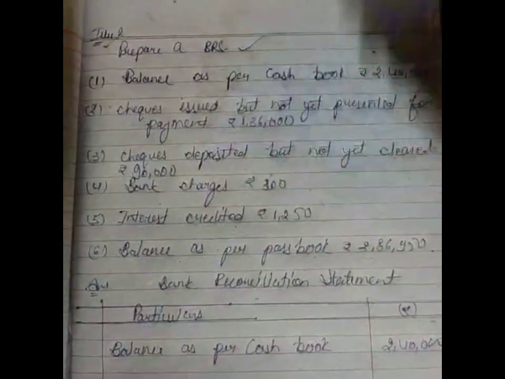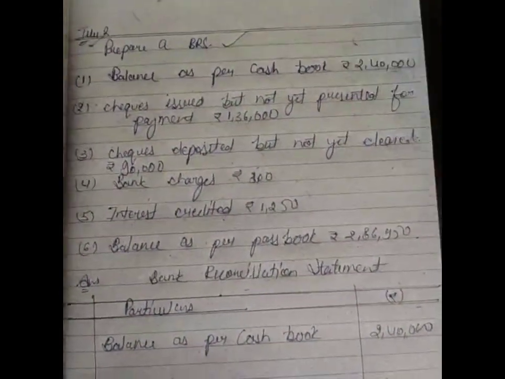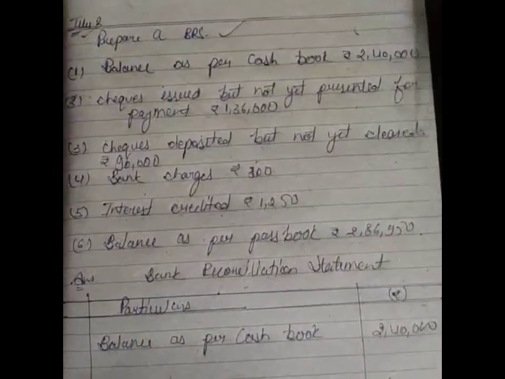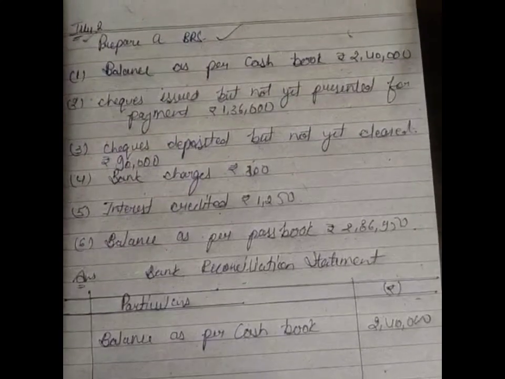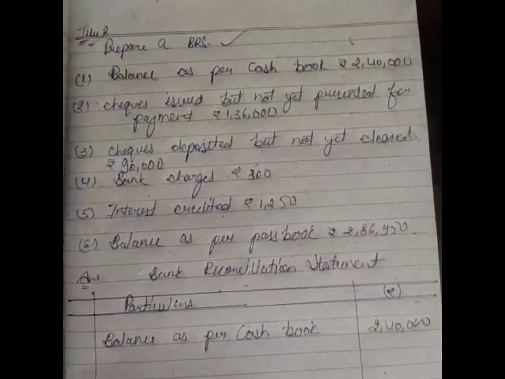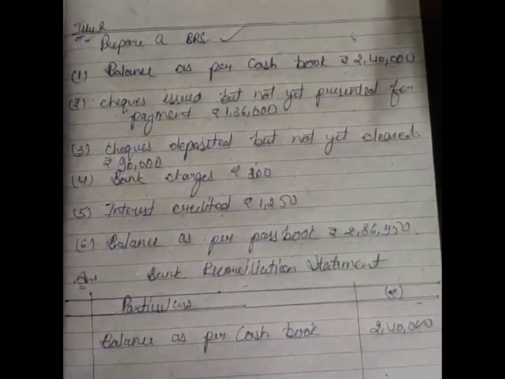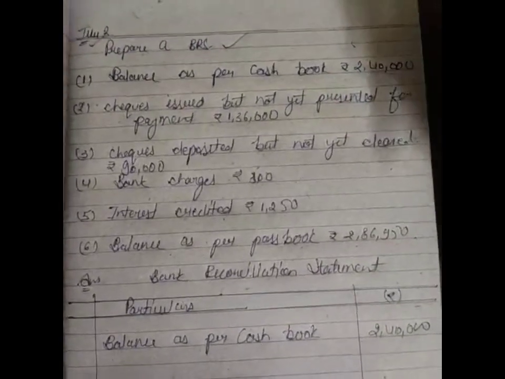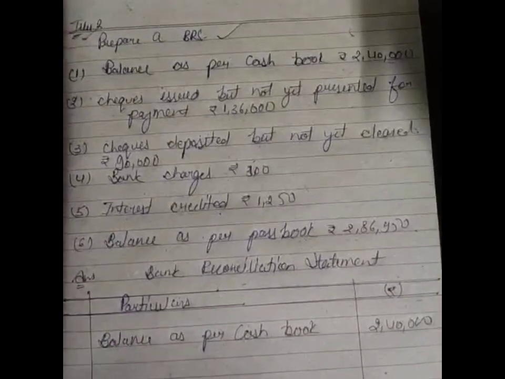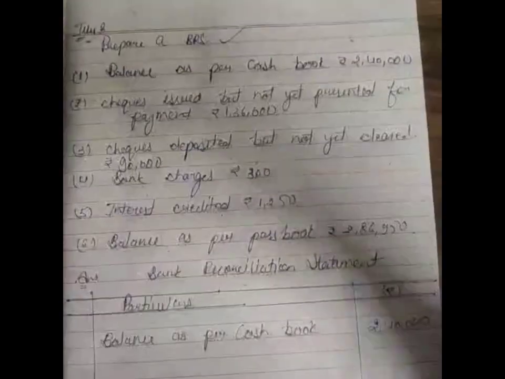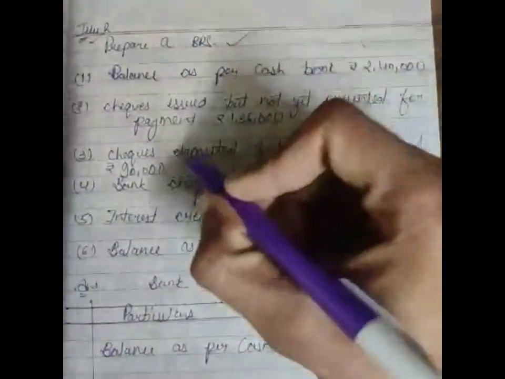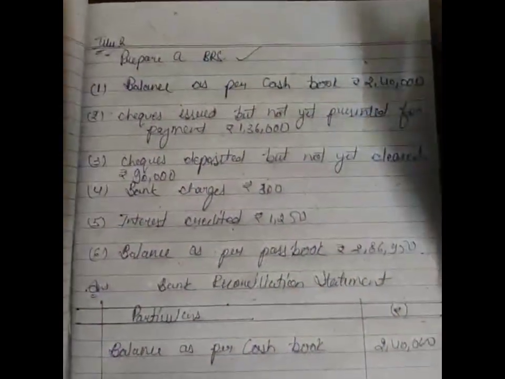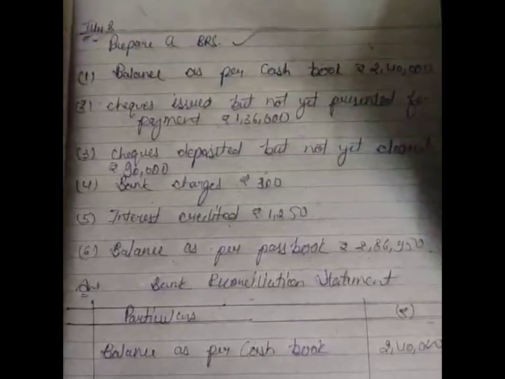Now the third point says that checks deposited but not yet cleared are 90,000. That means I have deposited checks in my bank account, but the bank account is not reflecting that debit because it is under processing, right? That means my bank account is not getting increased by this 90,000. That means I have to reduce this 90,000 amount. I think I am making sense to you.